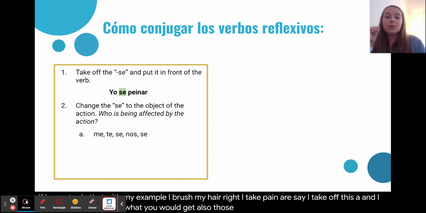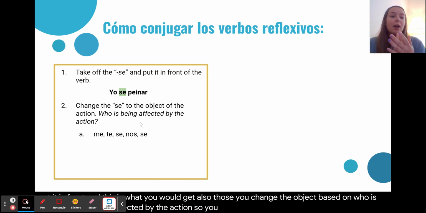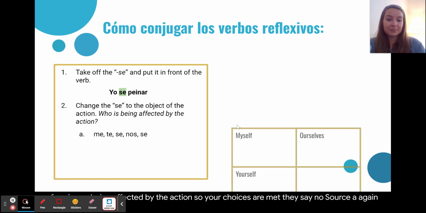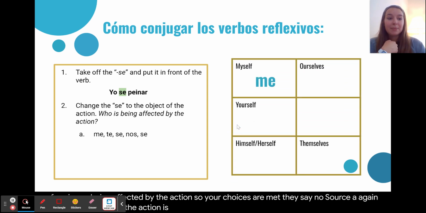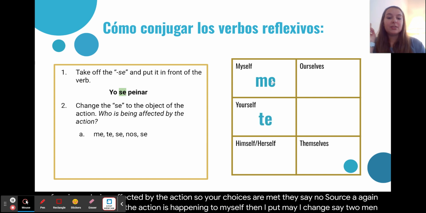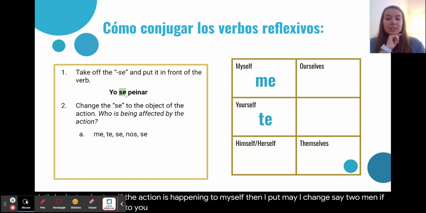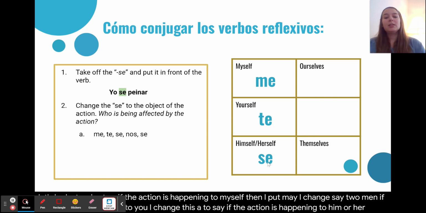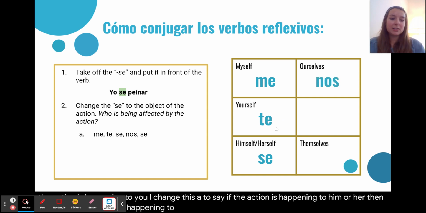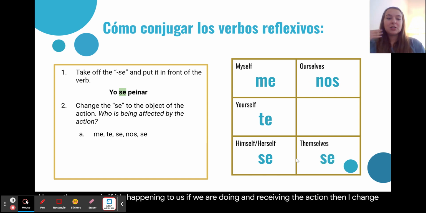Paso dos, you change the object based on who is performing or being affected by the action. So your choices are me, te, se, nos, or se again. Let's look at a chart. So if the action is happening to myself, then I change se to me. If the action is happening to you, I change the se to te. If the action is happening to him or her, then I leave the se as is. If it's happening to us, if we are doing and receiving that action, then I change the se to nos. And if it is happening to them, we also just leave the se as is.